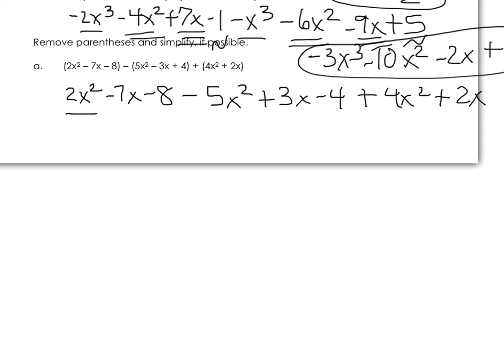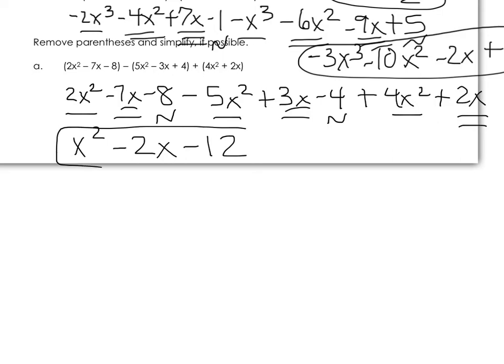So let's identify all of our x^2 terms. 2 of them, minus 5 is minus 3, minus 3 plus 4 is 1x^2. Minus 7x plus 3x plus 2x is minus 2x. Minus 8 minus 4 is minus 12. And that's it. That's our answer.